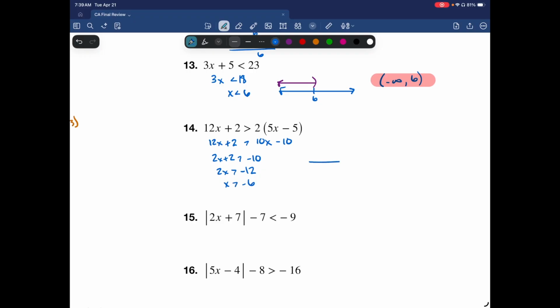All right, so I got my graph. All right, you got negative 6. All right, so it's greater than this time. So this parentheses, shade to the right. So that means I got negative 6 to positive infinity, parentheses on both.